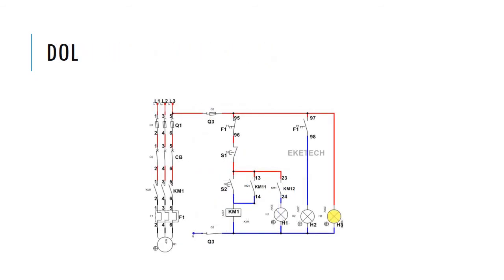Then we have the direct online. In direct online, we only have one contactor. Since it is DOL, we don't need a timer. Then we have circuit breaker for protection purposes, and we also have thermal overload relay F1 for overload protection. It has a control circuit which is almost similar to the star delta, but in this case we don't have interlocks because we only have one contactor.